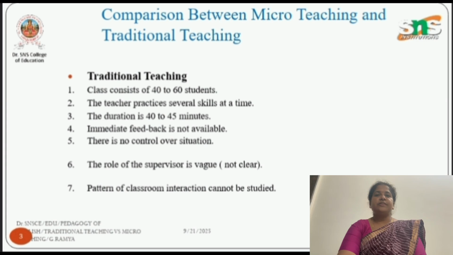Coming to traditional teaching. A traditional class usually has 40 to 60 students. The teacher has to handle many skills at once. The class duration is about 40 to 45 minutes. Teachers don't get immediate feedback on their performance. The classroom situation is not controlled. The role of the supervisor is often unclear and vague.